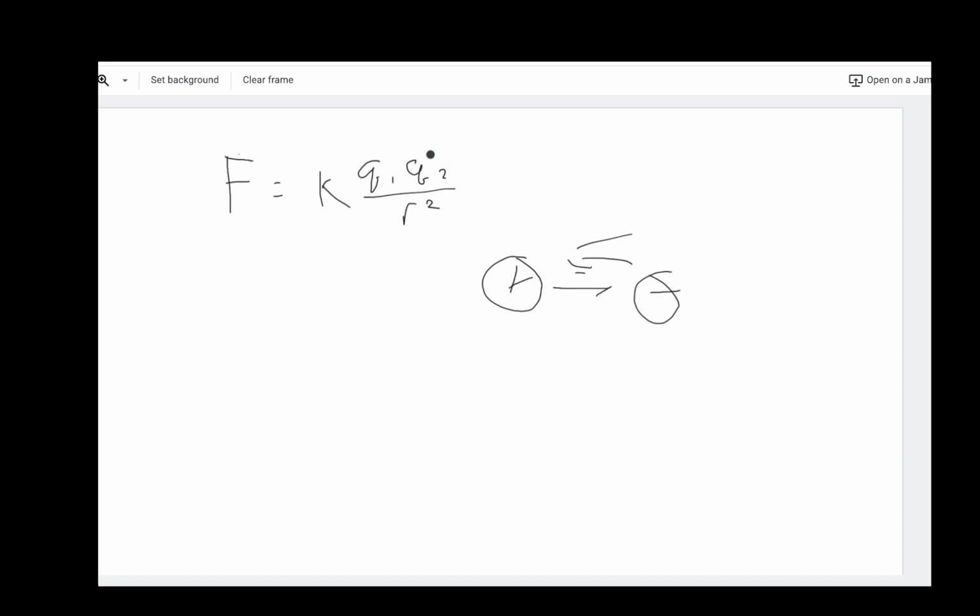Not specifically about the electric force between two charges. No. We could go on to fields, though, right? Yeah. If you want to talk about fields, all right. We'll create a new slide for that.